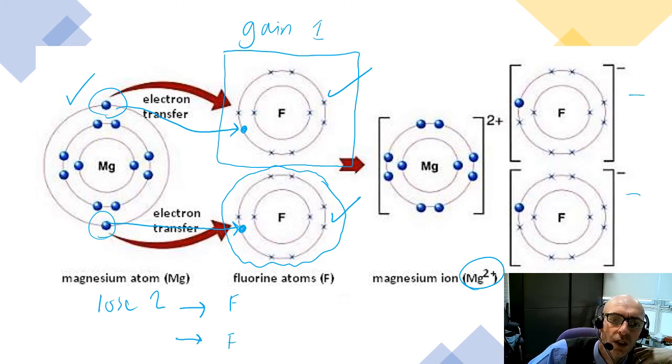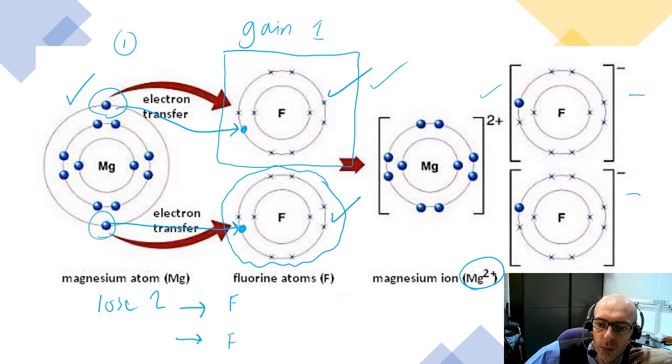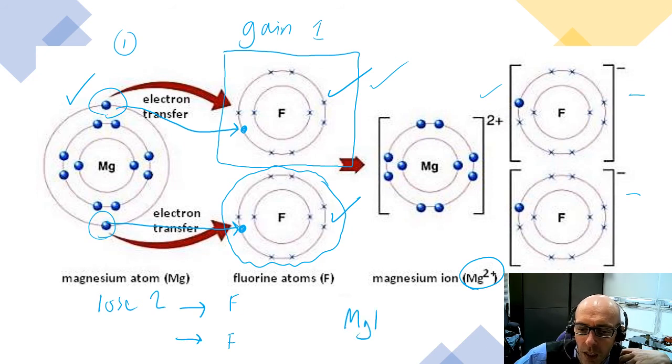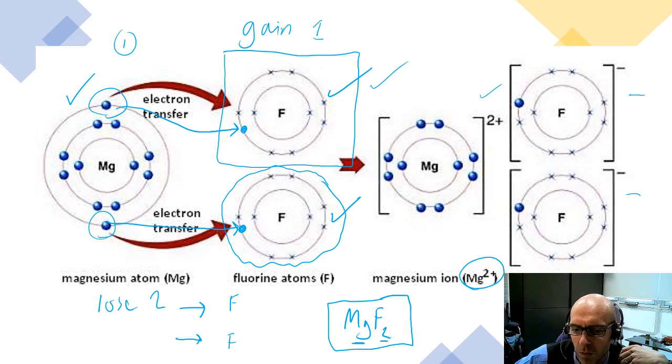So the answer to question 1 then was this whole top section diagram drawn like this, and then here's your final product. And the answer to question 2 is MgF2, and that's how we come up with formulas. Magnesium will join with 2 fluorines, so the formula of magnesium fluoride is MgF2.